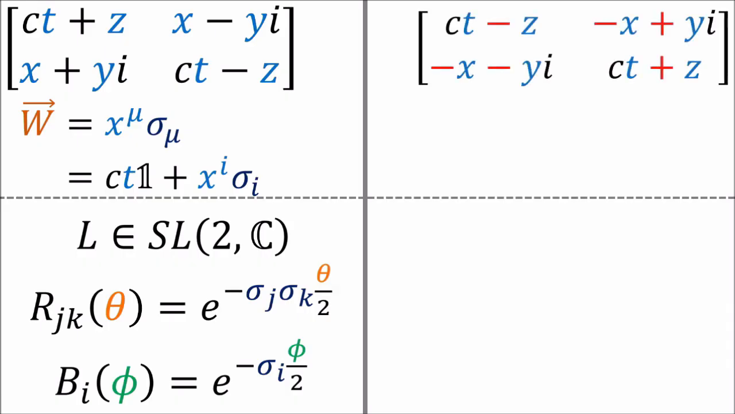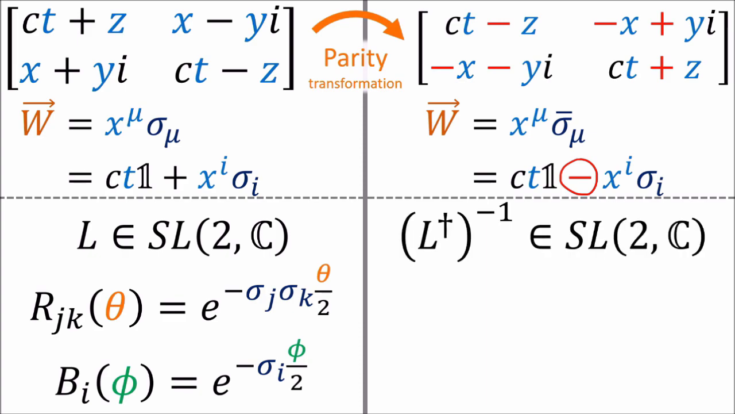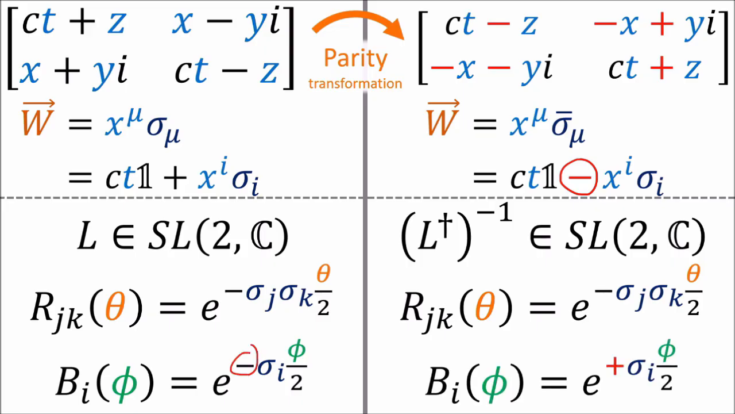There's another 2x2 matrix representation of 4 vectors where we reverse the xyz directions on the sigmas, using negative signs. This reversal of the space directions is called a parity transformation, and we'll talk about it more later. This keeps the rotation matrices the same, since they involve 2 sigmas and the negative signs cancel. But this will reverse the boosts since they only involve 1 sigma, and so we get a negative sign.